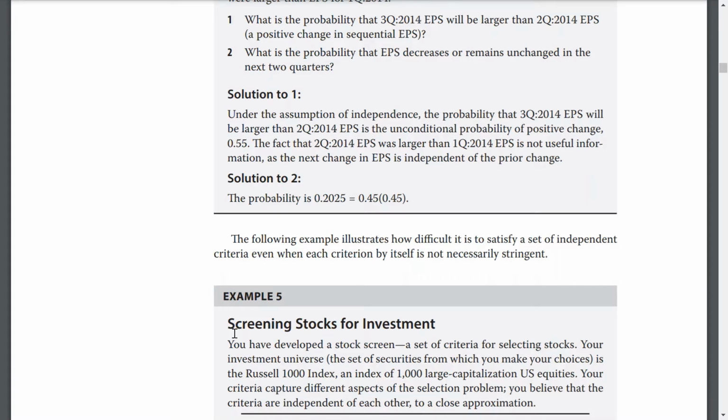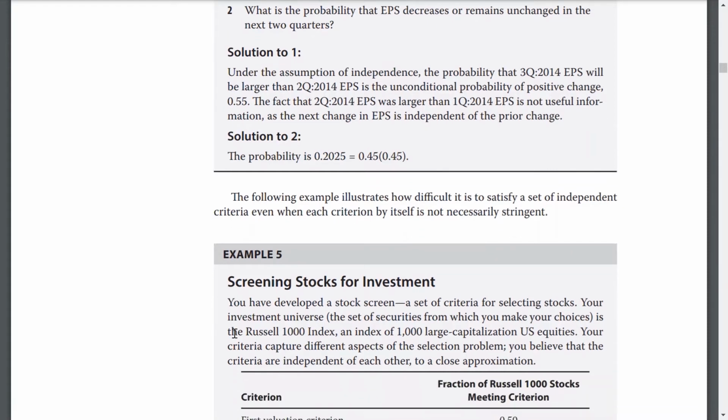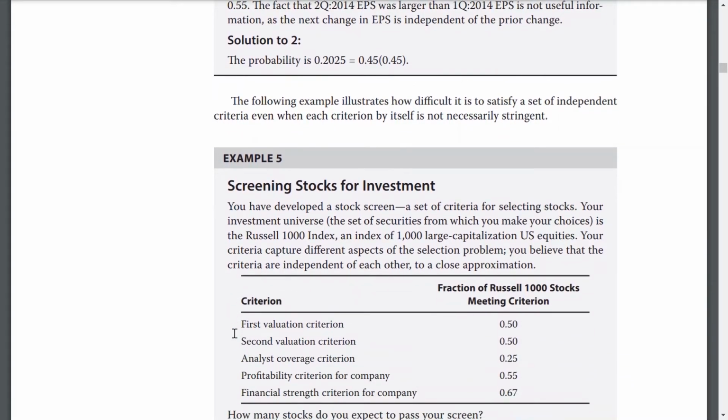0.55. The fact that the second quarter of 2014 EPS was larger than the first quarter of 2014 EPS is not useful information, as the next change in EPS is independent of the prior change. Solution to 2, the probability is 0.2025, which is equal to 0.45 multiplied by 0.45. The following example illustrates how difficult it is to satisfy a set of independent criteria, even when each criterion by itself is not necessarily stringent.